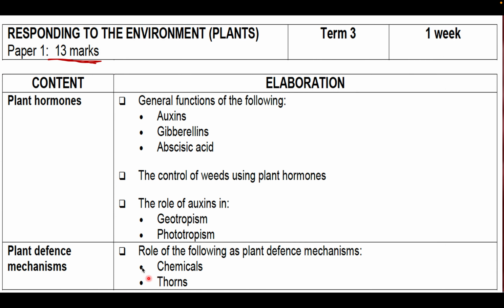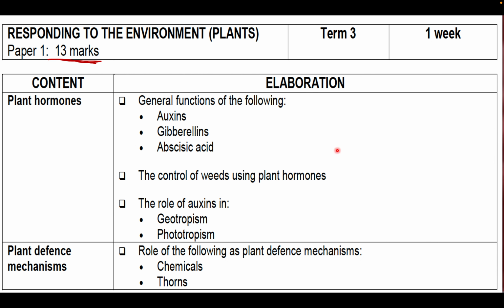This topic is a topic in your term 3 at your schools. It's supposed to take 1 week to fully teach and assess. It is going to be assessed in your paper 1 for your preliminary examination and your final examination, and it will constitute 13 marks. So it is a relatively short topic, but important nonetheless.